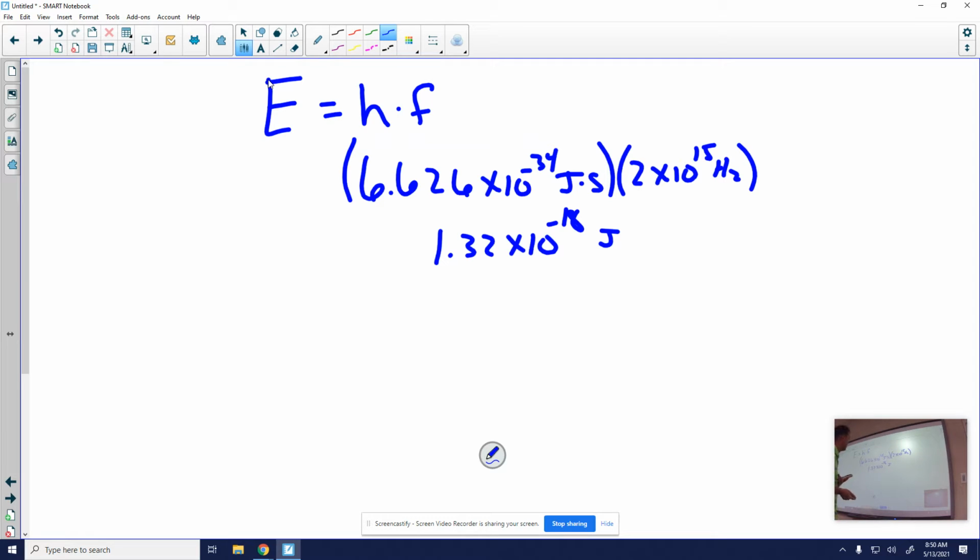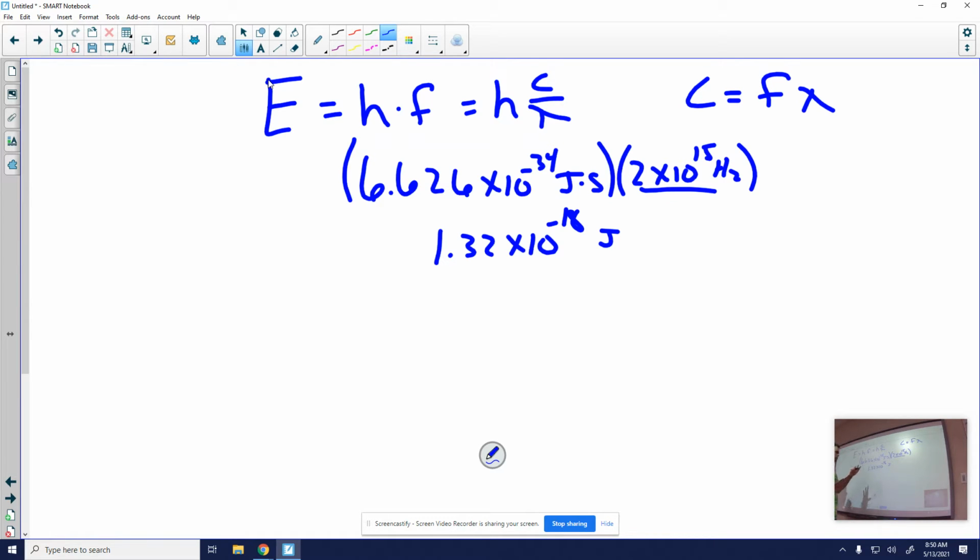One other thing that you probably need to know is since C is F lambda, just be aware that they won't always just give you frequency. They might give you the wavelength, and then they will expect that you can do, instead of HF, HC over lambda, because you just take C divided by lambda and you have F. So you can find the energy from lambda as well. So we're going to keep that in mind.